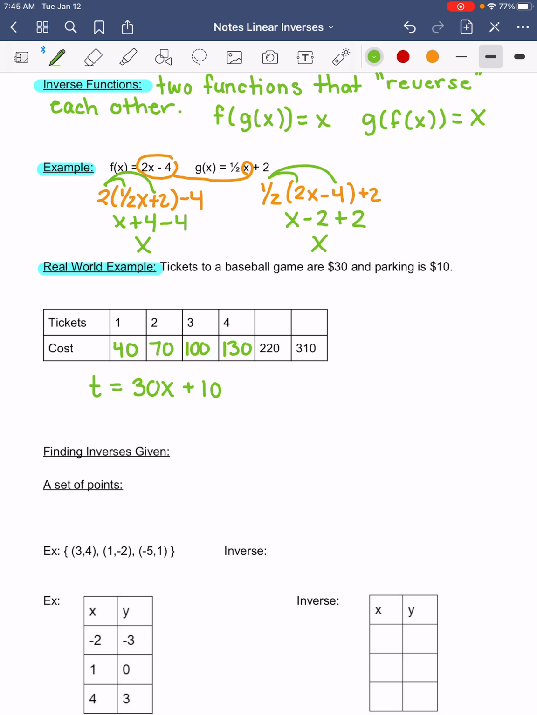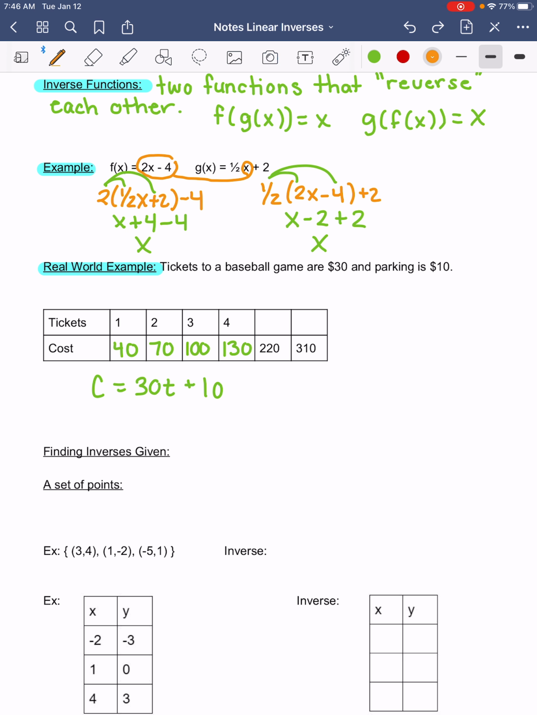So that would be our function. The cost would be $30 for each ticket, t is the number of tickets you buy, plus $10 to park. Sorry, the total cost is equal to that. But what if I went the other way? What if instead I gave you the cost and wanted you to find how many tickets there were?